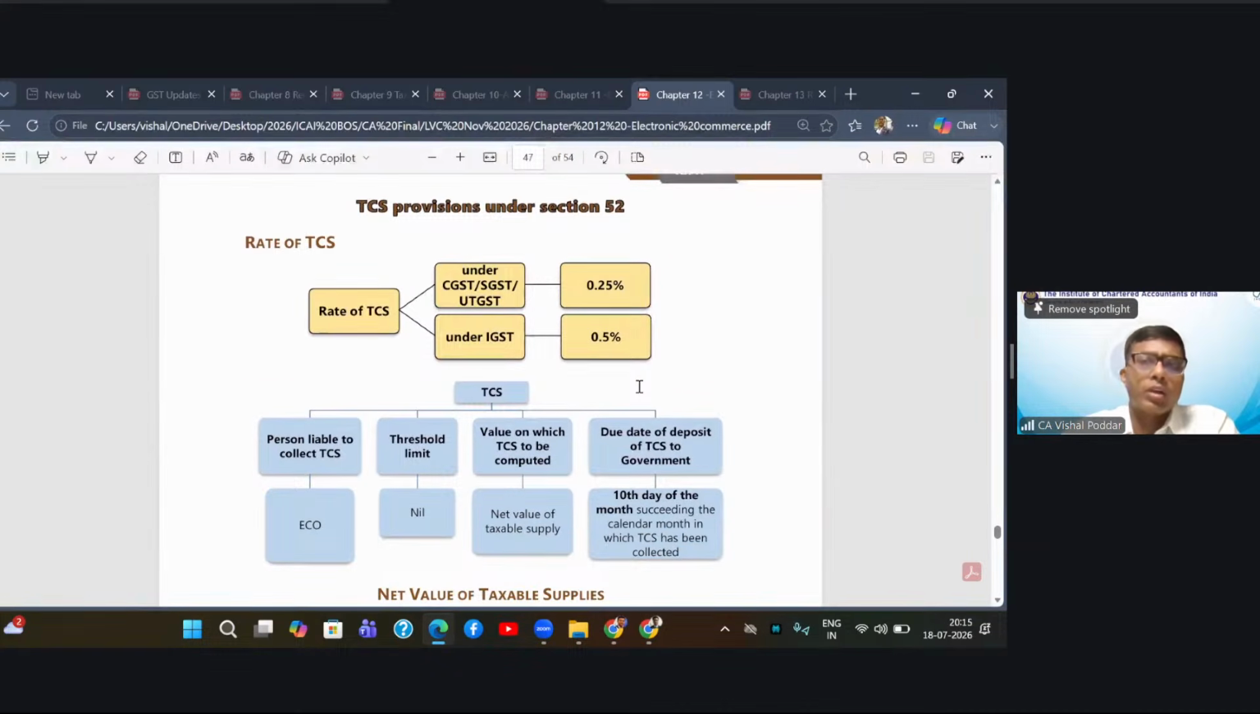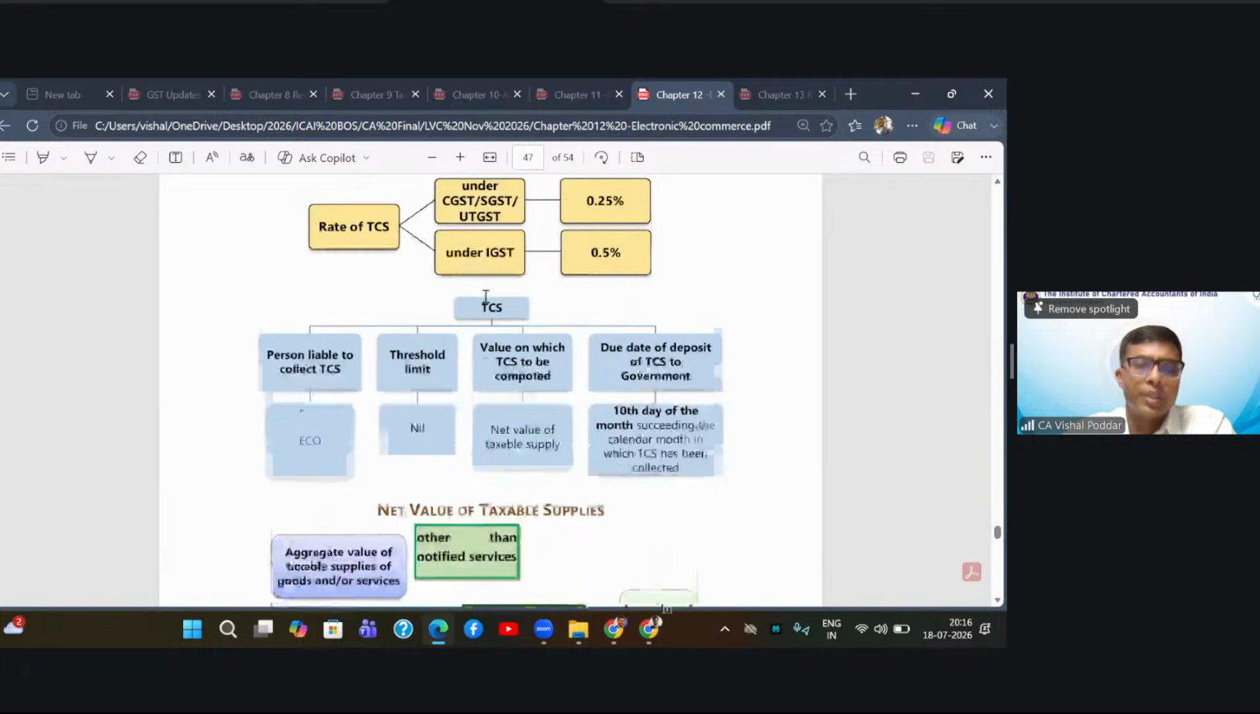Now, what are the TCS provisions? At present, the rate of TCS is 0.5% if it is IGST, and it will be 0.25% for CGST and SGST each.